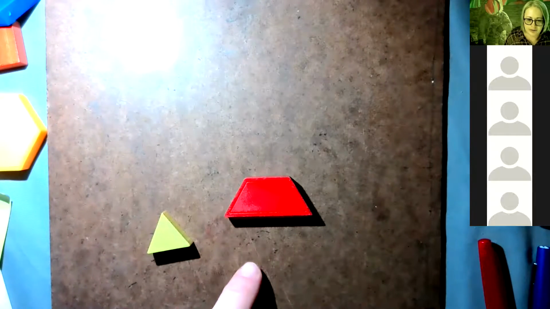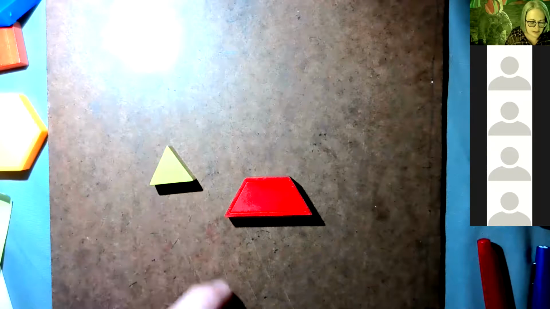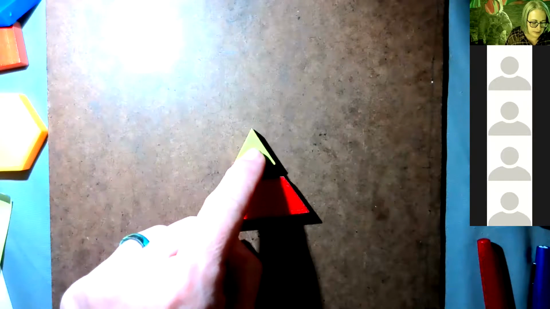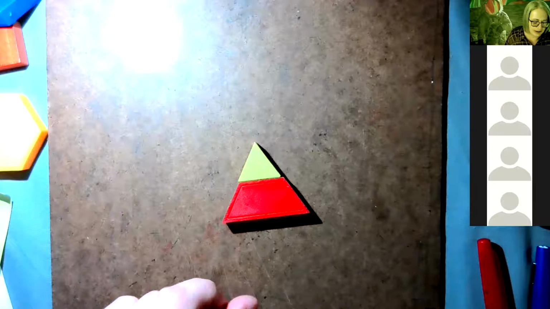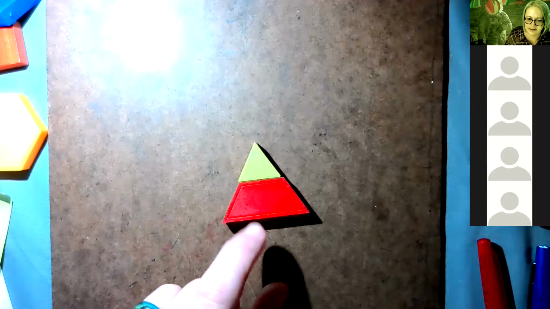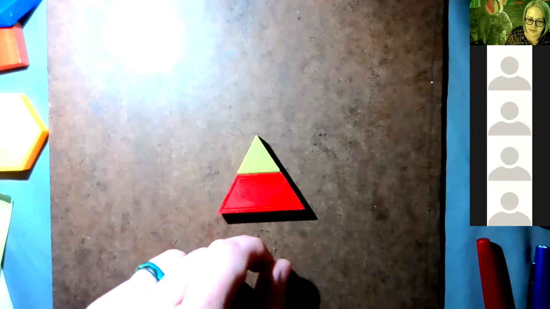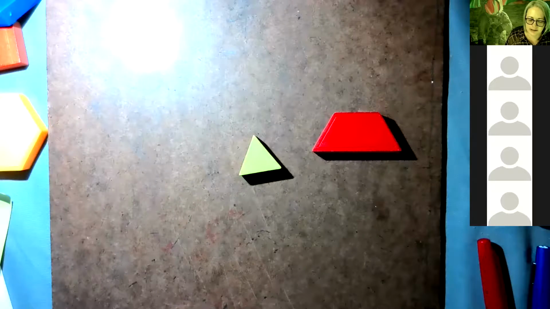Before I go, I want to show you this. Remember we talked about where you could compose or decompose? Let's say I had these two shapes and I'm going to compose a new shape if I put them together. What shape did I make? Triangle. I just made a larger triangle than what I started out with. So that's composing, where I put them together. But if I take them apart, that's decomposing.